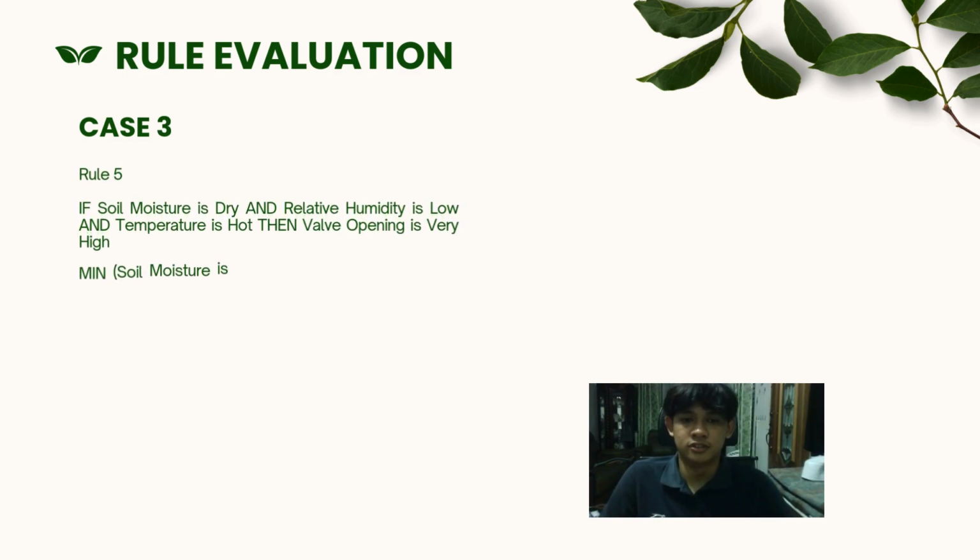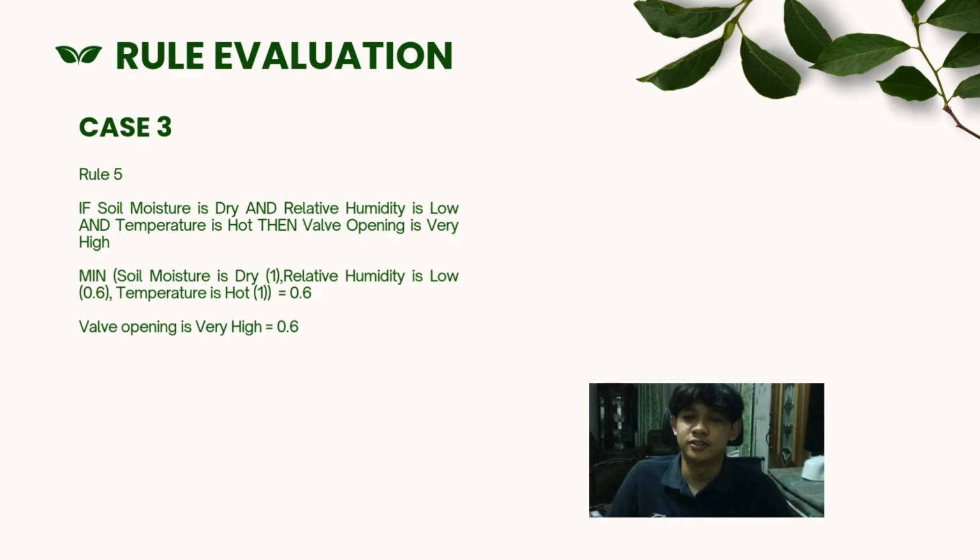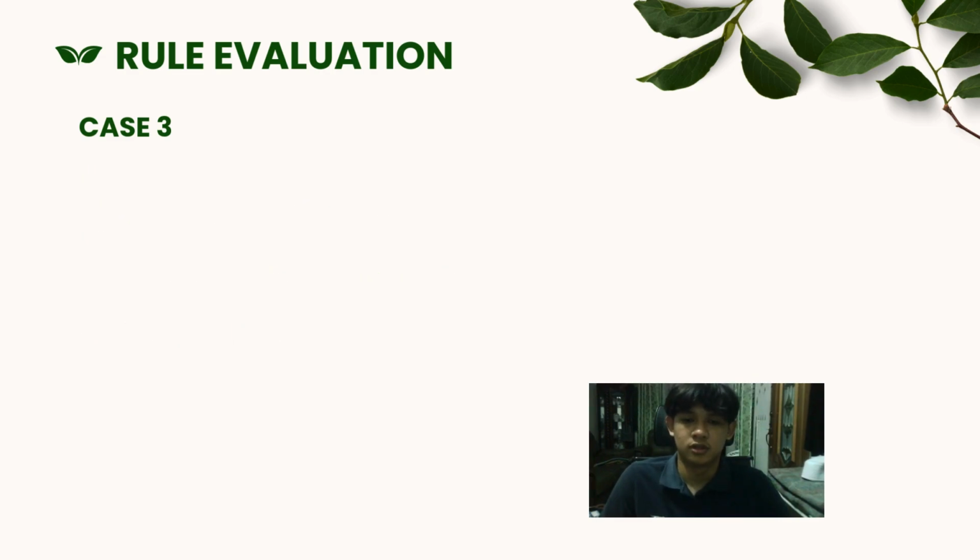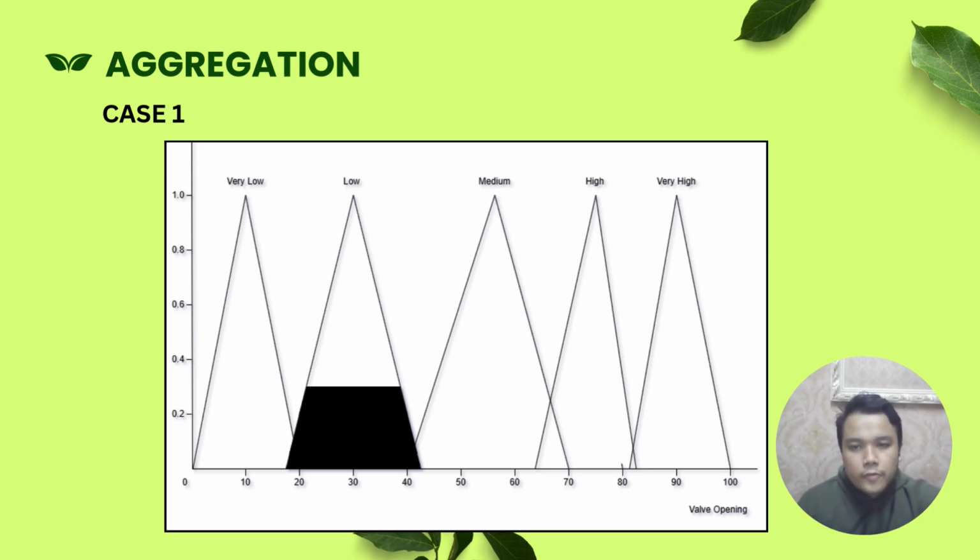Okay, last but not least is sample input number 3, which is case number 3. For this input, we evaluate one rule, which is rule number 5, and the minimum value that we got is 0.6, so the valve opening is very high at 0.6. All right, now we move to aggregation.